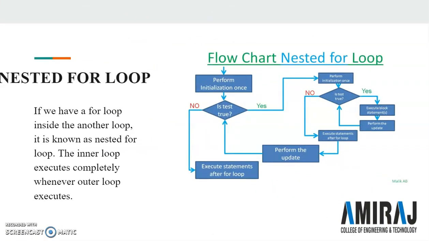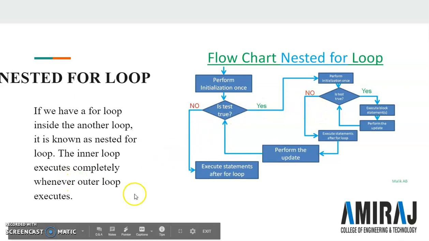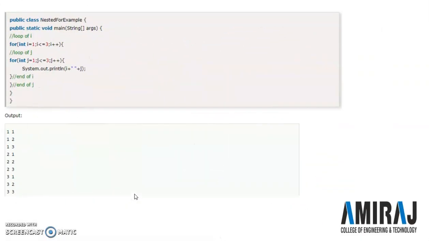After for loop, there is a nested for loop. If we have a for loop inside another loop, it is known as a nested for loop. Means your inner loop is executed completely whenever your outer loop executes. Okay. This is the flow chart of your nested for loop. And here is a small program of the nested for loop.